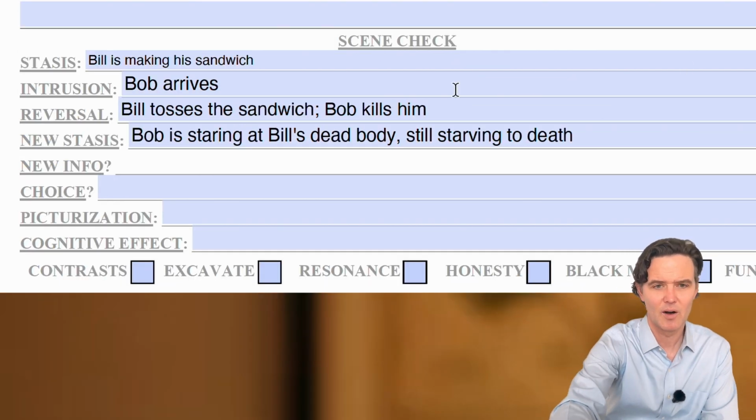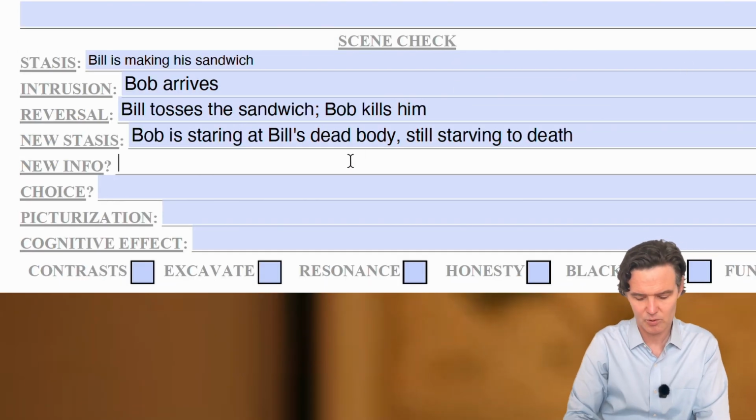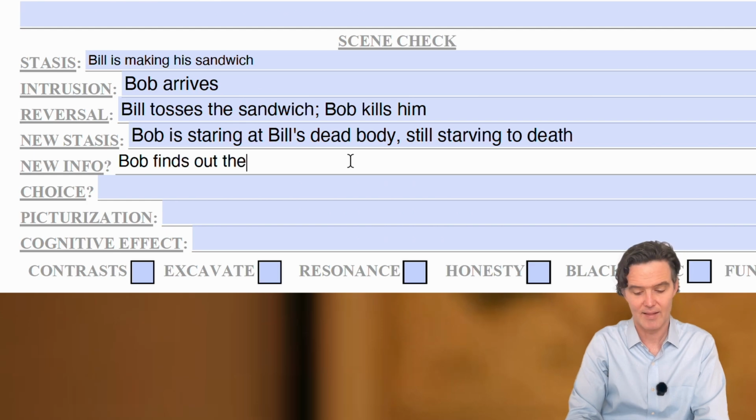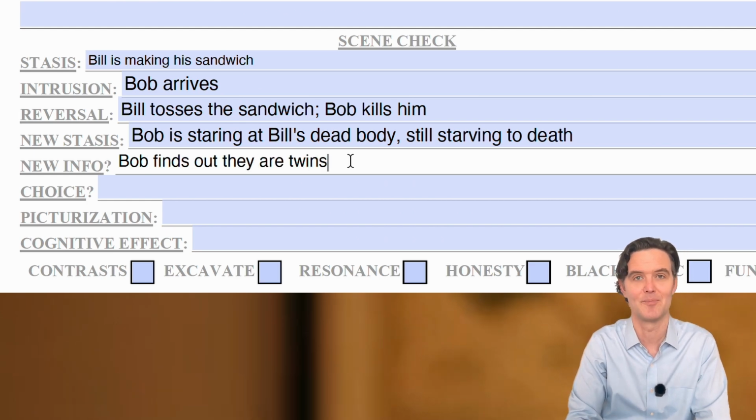And going back to our cheesy kind of example, maybe this is where Bob finds out they are twins right before he kills him or something. Choice. Is there a choice in this scene? Decisions are hugely important to character development and plot advancement. I just like to make sure, did someone have to make a choice?